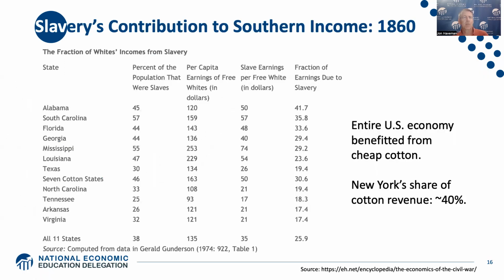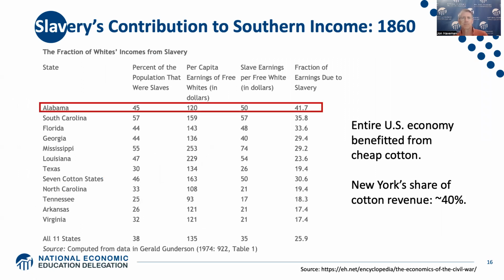All right, how much did slavery contribute to Southern income? So this again is 1860. If we look at Alabama, about 45% of the population were slaves. The per capita or per person earnings of free whites in 1860, about $120. The slave earnings per free white was about $50. So the fraction of earnings in the Alabama economy was about 2/5, right? Nearly half of the earnings in the economy.